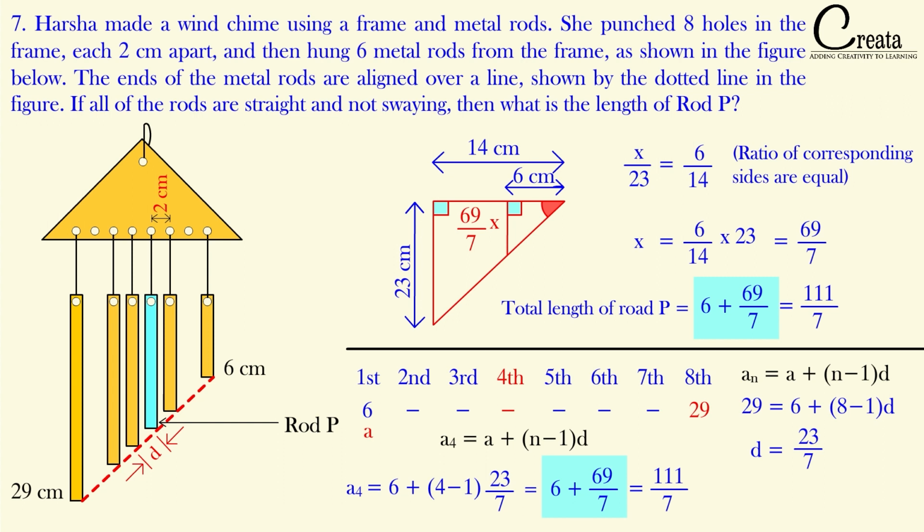So you can use any one method. Either you can use the similarity of triangles or you can go with the arithmetic progression. But you should know both methods. The question framer can put any kind of question and you should know all the methods to solve it. That is the beauty of mathematics. You can reach the end result using different methods.